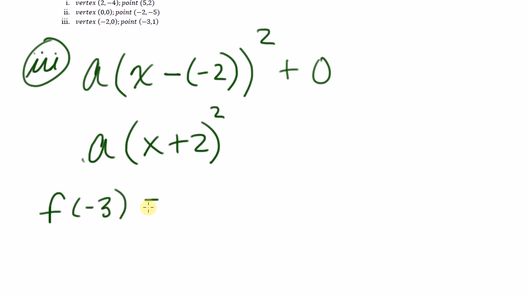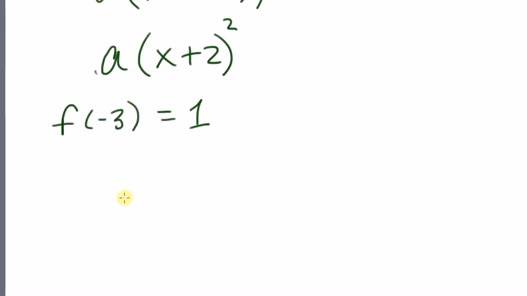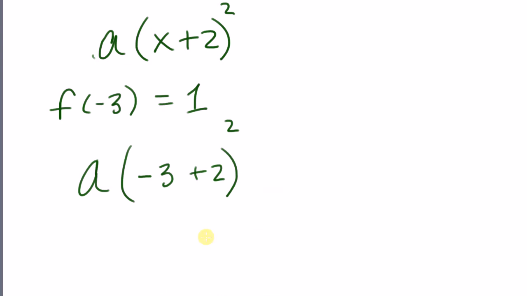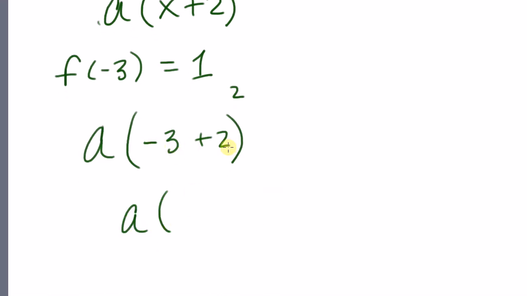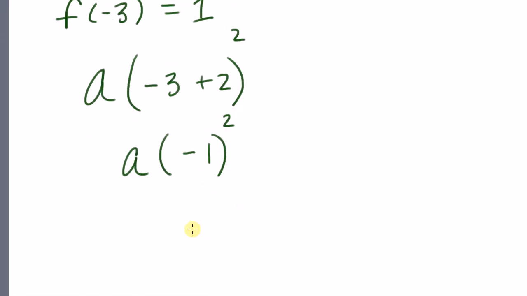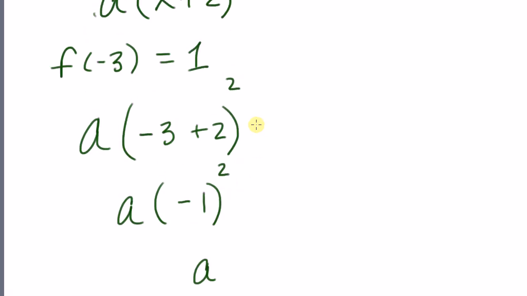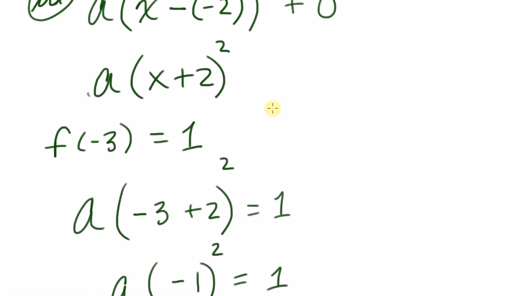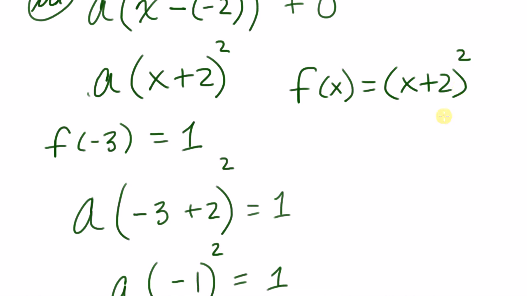So f of negative 3 has to be equal to 1. And we're simply going to input negative 3 in here for x. So we have a times negative 3 plus 2 squared. And that's going to be a times negative 1 squared. And that's going to be 1a. So just a. And this equals 1. So a equals 1. So we have f of x is equal to the quantity x plus 2 squared.